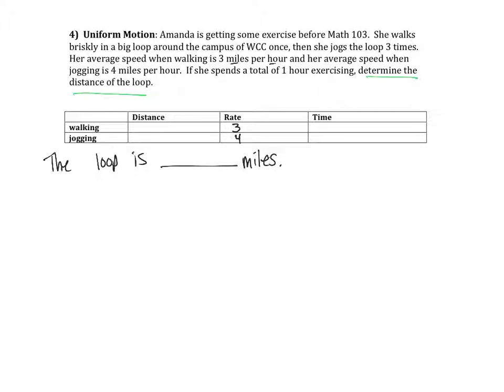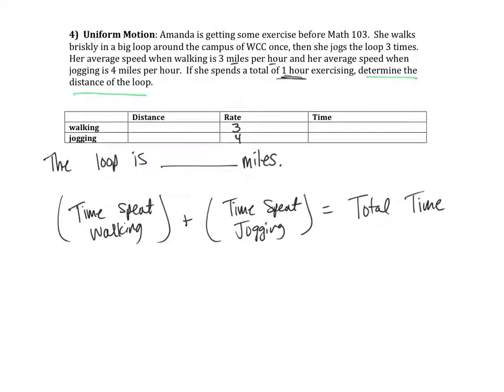Now I need to write an equation for that. They're giving me how much time I'm spending exercising, and so I'm going to write an equation involving time. So time spent walking plus time spent jogging is equal to the total time, and that is 1 hour. So now we need expressions for time walking and time jogging.